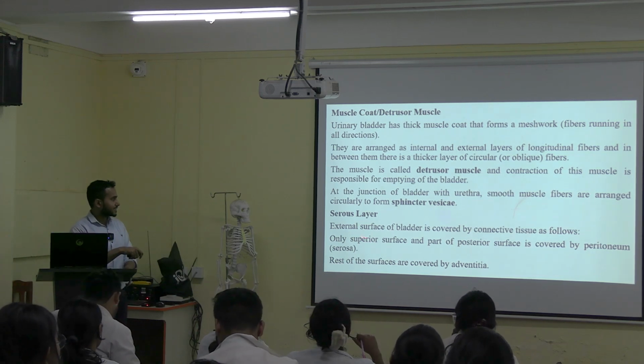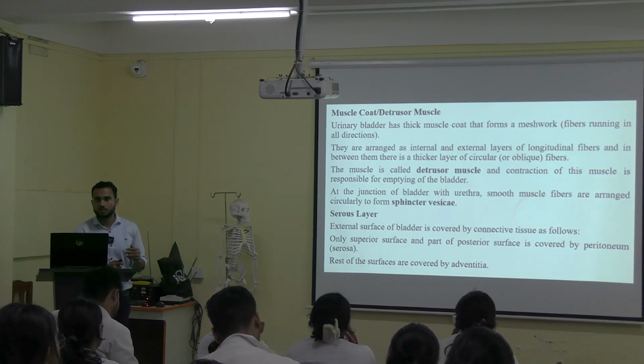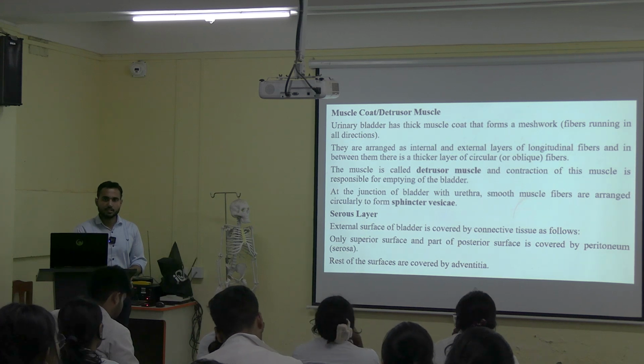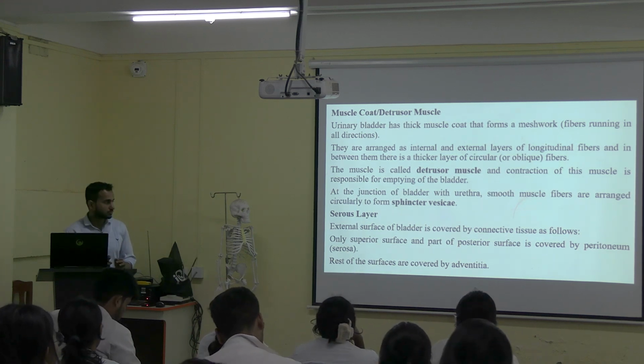And lastly, the serous layer. I have already told you, superiorly and posteriorly the bladder has serosa. The rest is covered by adventitia.